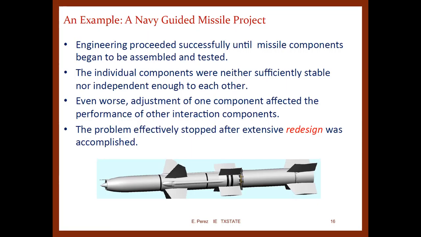But in this particular Navy missile project, the engineering proceeded successfully until the missile components began to be assembled and tested. Let's talk about the structure of this missile. You can separate it, let's say, into 5 to 10 parts. And the idea specifically for this example is that a single group was assigned to each part of the missile design. So they work on designing and creating a specific part of the missile.